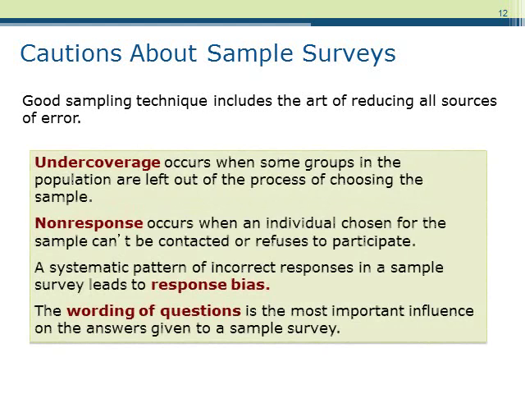In closing, let's discuss some sources of error when sampling. Undercoverage is a type of error that occurs when some groups in the population are left out of the process of choosing the sample. This type of error can be reduced by choosing a simple random sample. Non-response is a type of error that occurs when an individual chosen for the sample can't be contacted or refuses to participate. Both of these sources of error lead to bias.